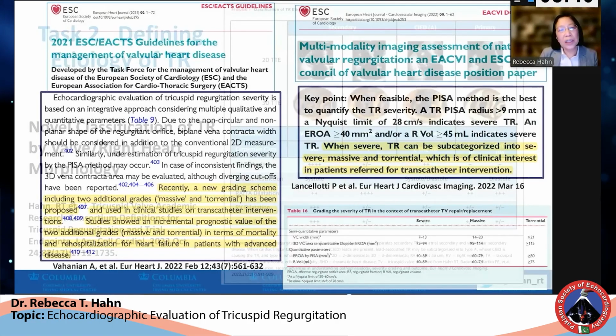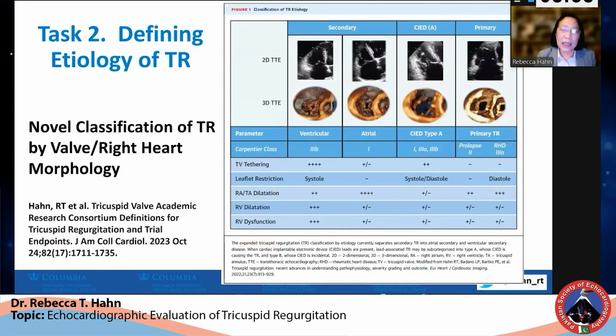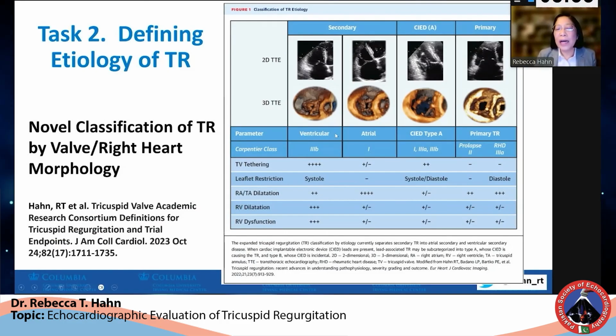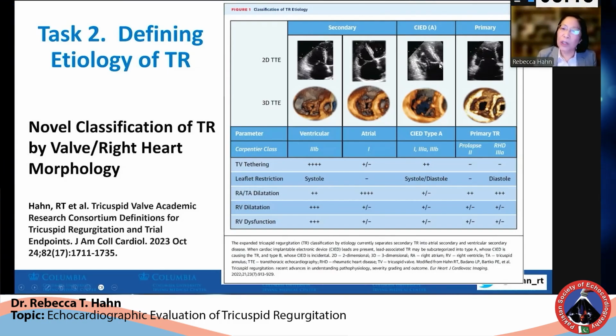So the second task for ECHO is to define the etiology of tricuspid regurg. And we now have this new grading scheme where we have two different subcategories of secondary disease, the atrial secondary and the ventricular secondary. And these are defined by echocardiographic parameters. Now, pacemaker-related disease has been taken out of primary disease and is its own category, since the pacemaker device itself may impinge not only on leaflets, but also on subvalvular apparatus.